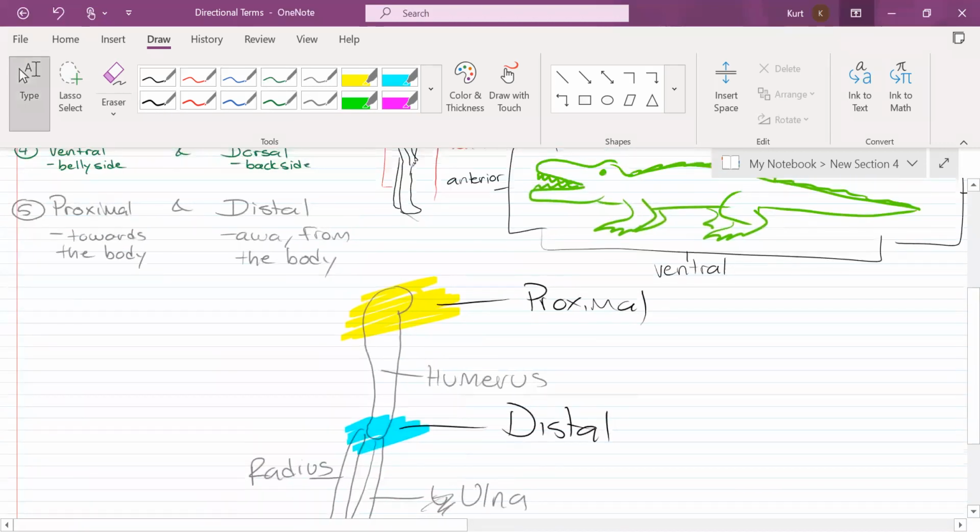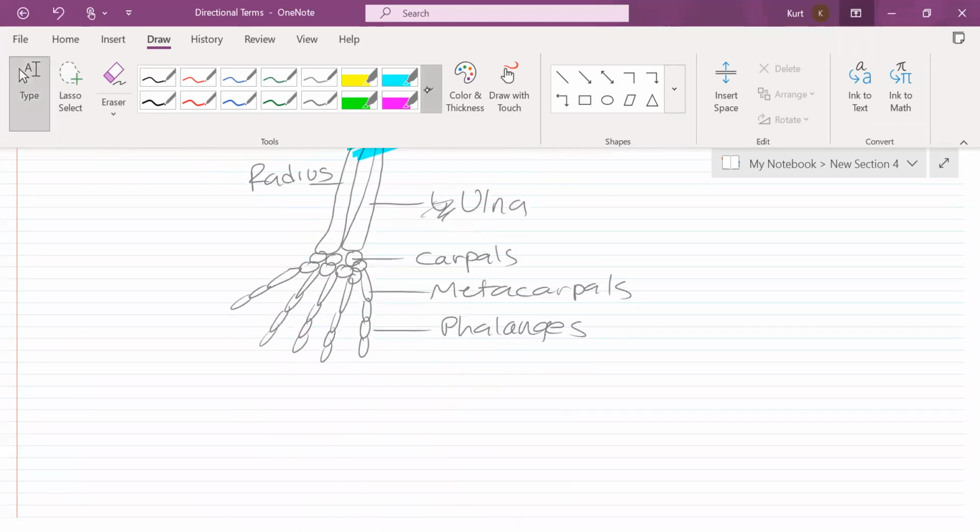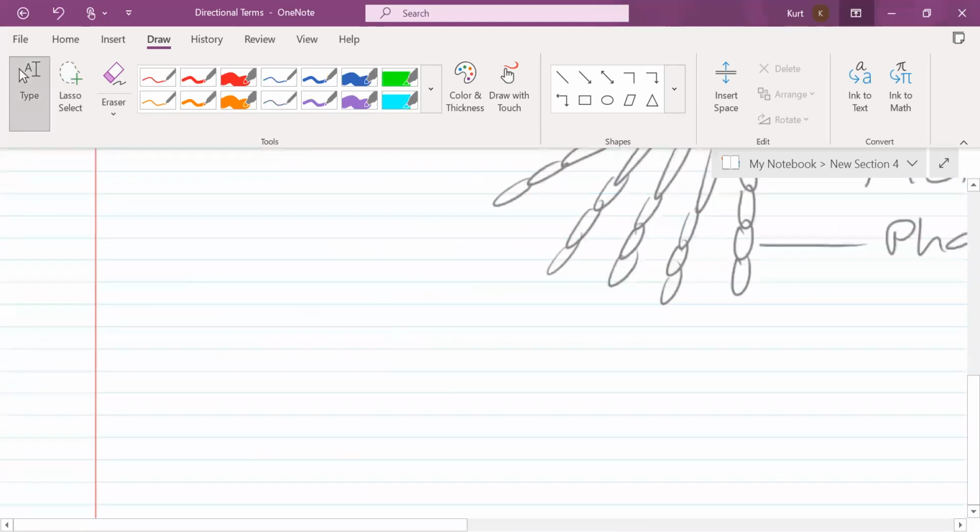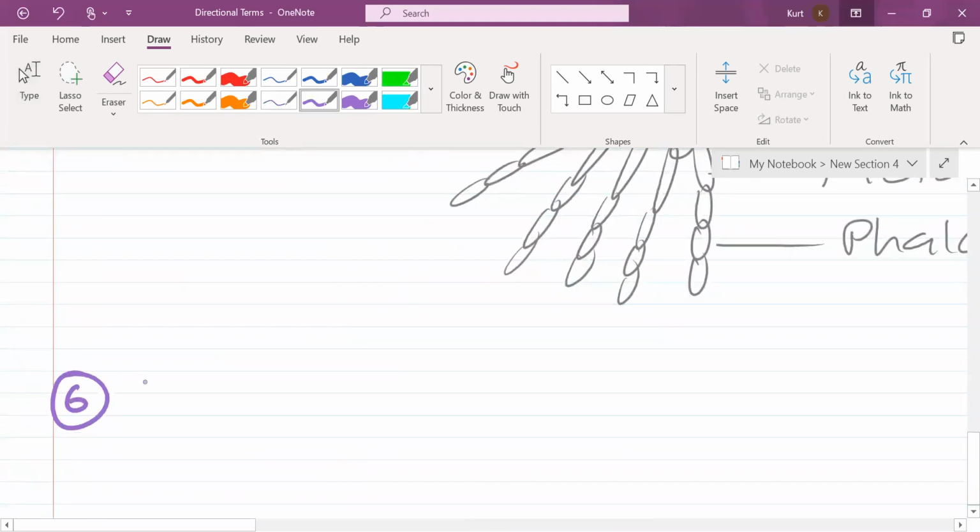Any questions about proximal or distal? Okay, 2 more. Pair number 6, we have deep and we have superficial.